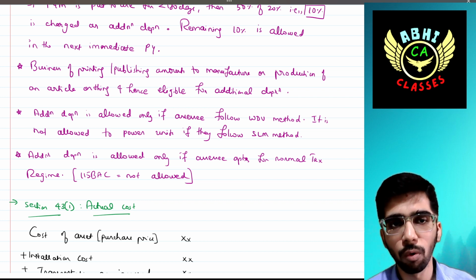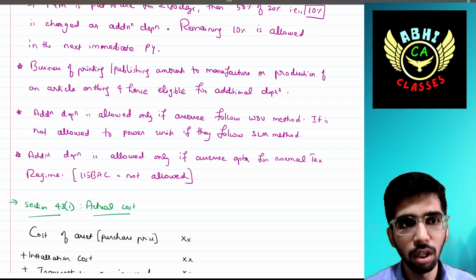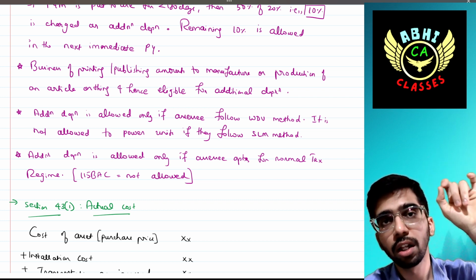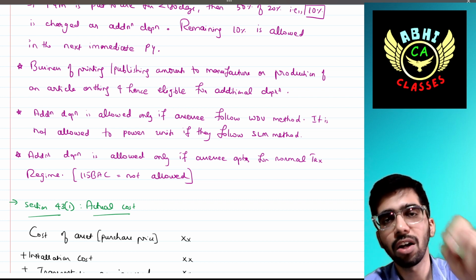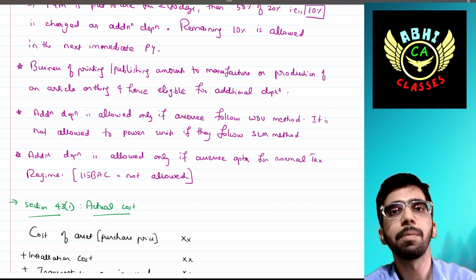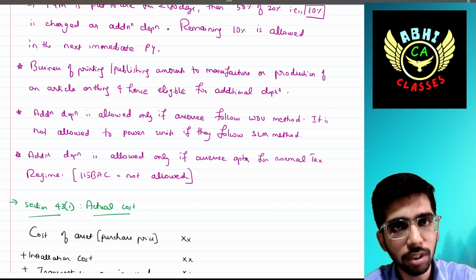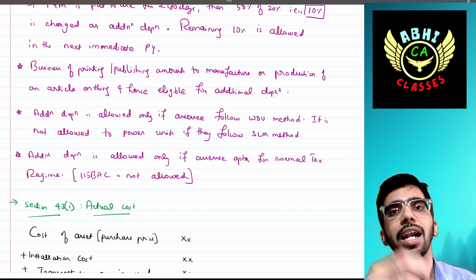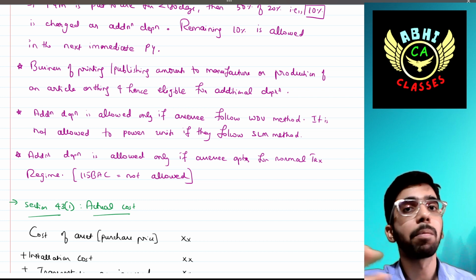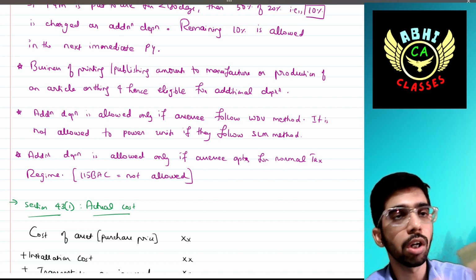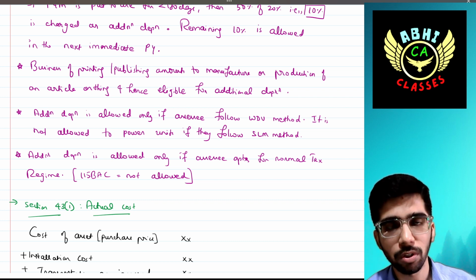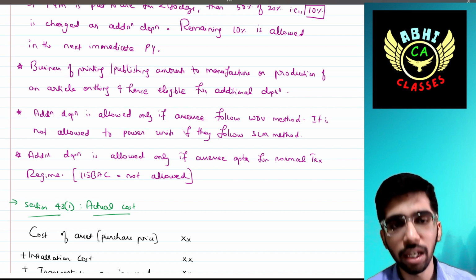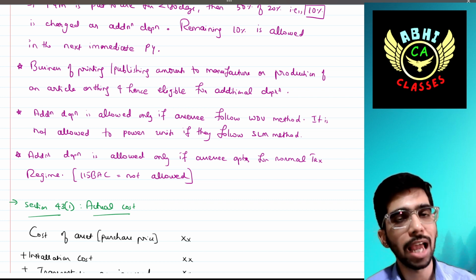Additional depreciation is allowed only if the assessee follows the WDV method. It is not allowed to power units if they follow the SLM method. I have discussed power generating units. There is an option to claim depreciation under the SLM method. If those power generating units follow the SLM method, then additional depreciation would not be provided to them. If they follow the WDV method, only then would this additional depreciation concept arise. Okay, then additional depreciation is allowed only if the assessee opts for the normal tax regime.